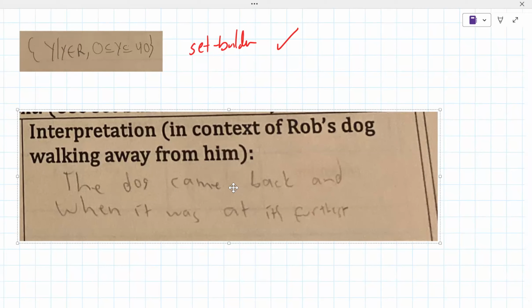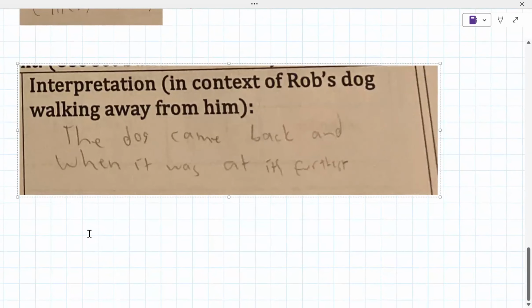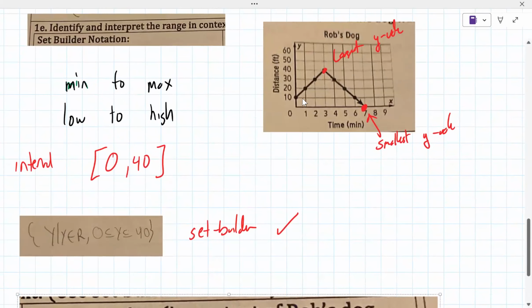So interpretation, context of the dog walking away from him. What you wrote is true. He got really far away and then came back. The dog traveled 40 feet in 3 minutes, and then returned at 7 minutes. Okay, you're still kind of not telling the story. If you were telling this, you said, "Oh my gosh, my dog ran away," and what would someone want to know? Well, how'd you get him back, or how far away did he get? So that's the question you're trying to answer here. He went 40 feet away before coming back. That's what they're trying to get you to answer.